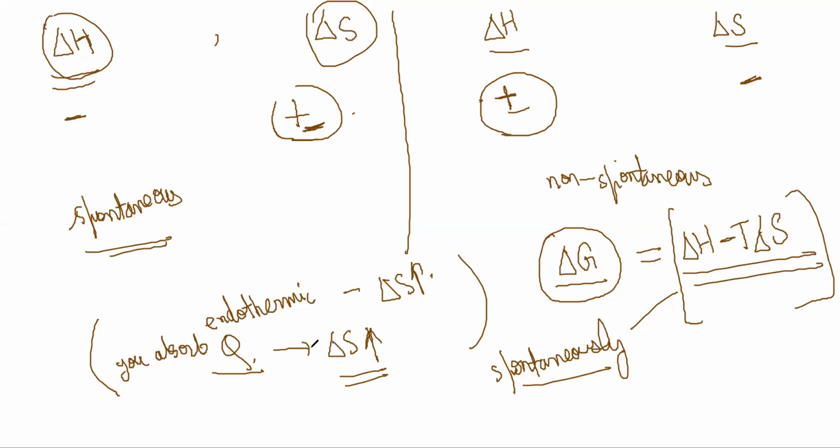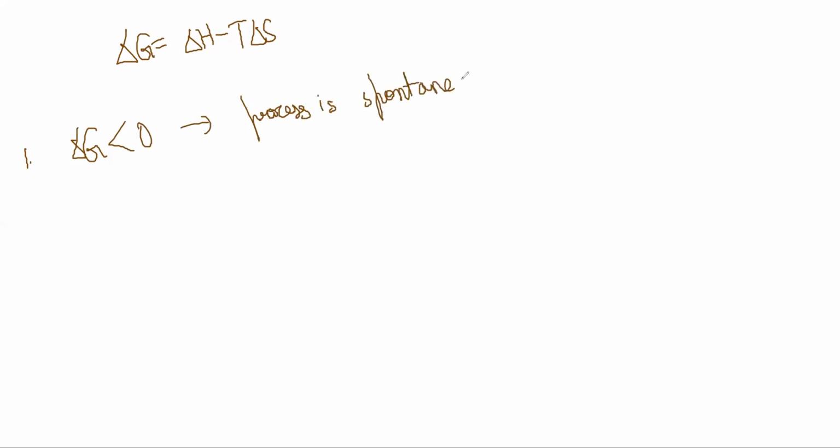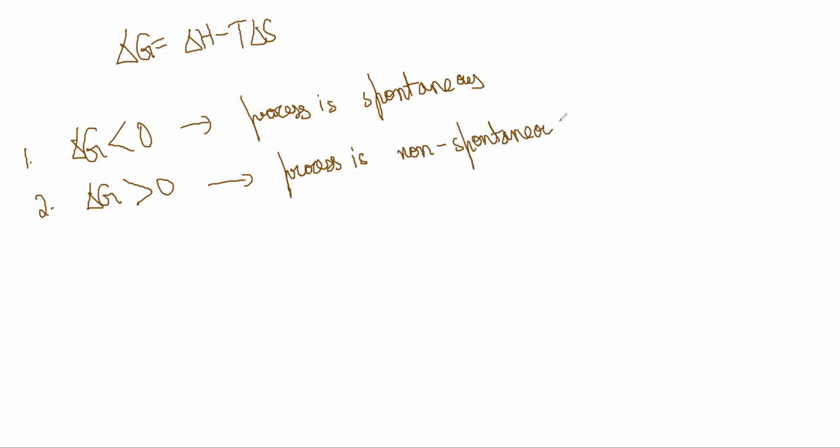So the rule is that delta G is defined as delta H minus T delta S, and these are the rules. Delta G less than 0 means the process is spontaneous. If delta G is greater than 0, the process is non-spontaneous, right? It doesn't happen on its own. And if delta G is equal to 0, that means the process is at equilibrium.